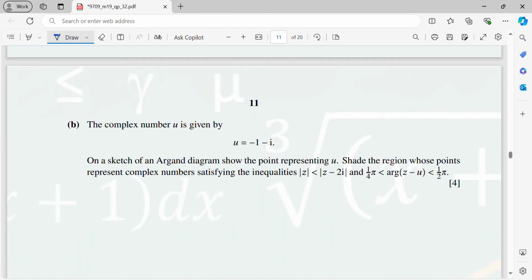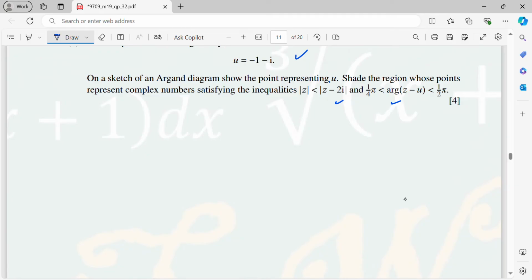B. The complex number u is given by u equals minus 1 minus i. On a sketch of an Argand diagram, show the points representing u. Shade the region whose points represent complex numbers satisfying these two inequalities.